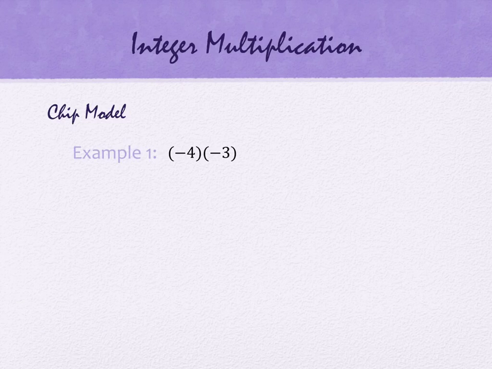All right, so the first one we're going to look at is, again, the chip model. This is actually -4 times -3. So what we're going to do when we see this is that one of those negatives, and I'm just going to make it be the first one on my work, is going to indicate that we're going to remove something. This negative is going to mean that we're going to remove. That's what we're using the negative for. And the 4 is 4 groups.